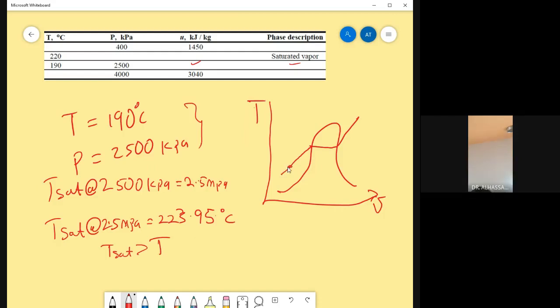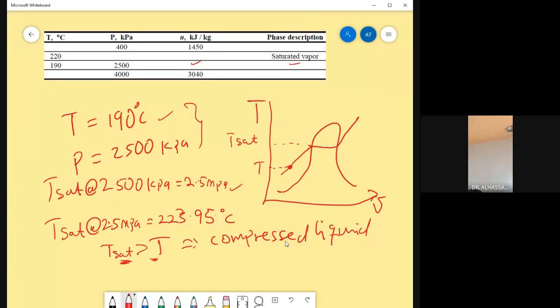So it means that our fluid is going to be in this state. This is our T saturation, and our temperature T is given over here. So this clearly shows that the state of our fluid is compressed liquid state. Since T saturation is greater than T, this implies compressed liquid state.